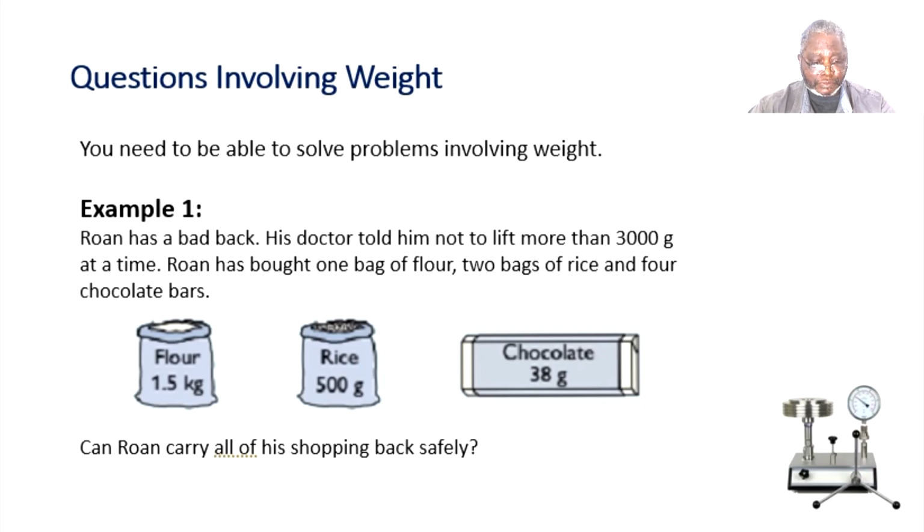Example 1. Rowan has a bad back. His doctor told him not to lift more than 3,000 grams at a time. Rowan has bought 1 bag of flour, 2 bags of rice and 4 chocolate bars. If he doesn't follow the doctor's instructions, he could injure himself or worsen his injury already. So can Rowan carry all of his shopping back safely?